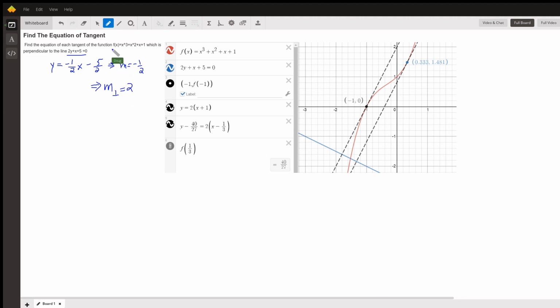Now, if we take the derivative of this function, call it f prime of x, that derivative is the formula for slopes of tangent lines to the original function. So that derivative is 3x squared plus 2x plus 1. And we want to know, when does that slope equal 2?